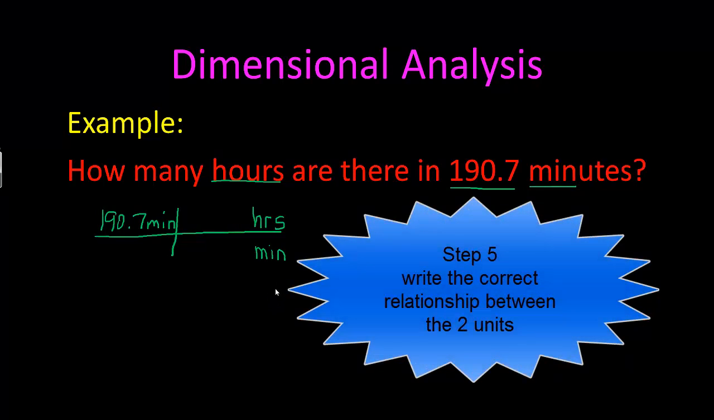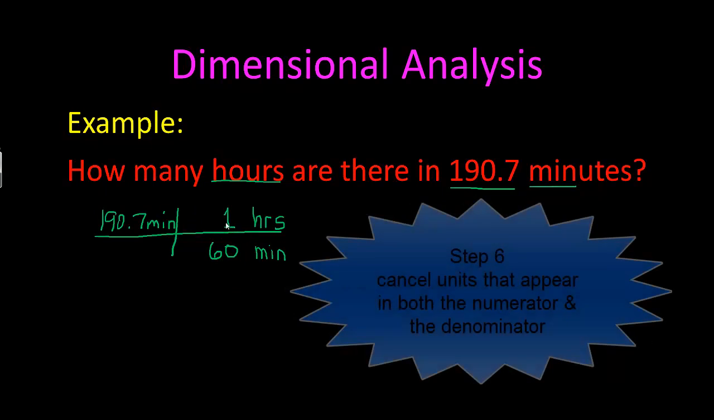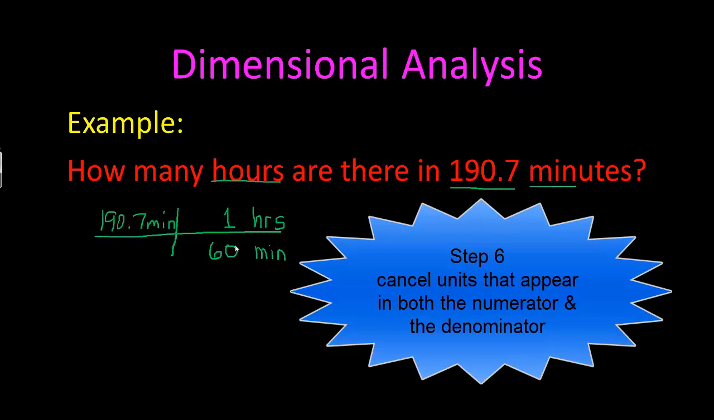Step 5, fill in the correct numerical relationship which exists between the two units. So how many hours are there in 1 minute, or how many minutes are there in 1 hour? Well, you should say that there are 60 minutes in 1 hour. That's our correct numerical relationship. Step 6, cancel any units which appear in both the numerator and the denominator of the grid. This is the numerator, this is the numerator, and this is the denominator. So we have a minute on top and a minute on bottom. They cancel.